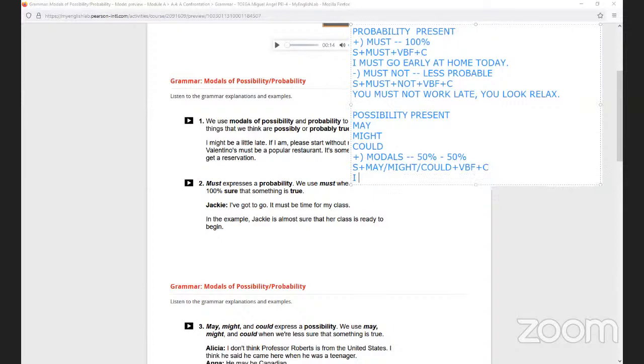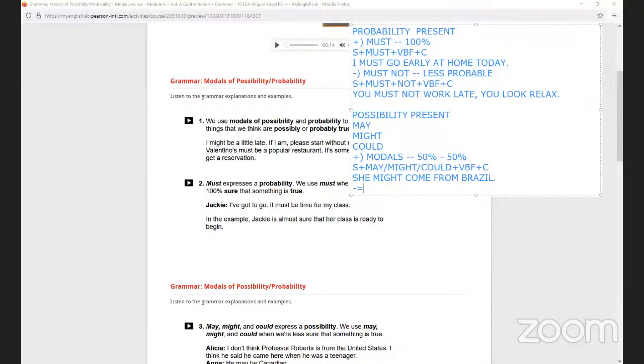For example, I might travel. Or maybe we're going to talk about another person. She might come from Brazil. So it's a possibility. She might come from Brazil. Maybe she might come from Australia. We are not certain, but this is a possibility, 50-50. So when we talk about affirmatives, we can use these three.